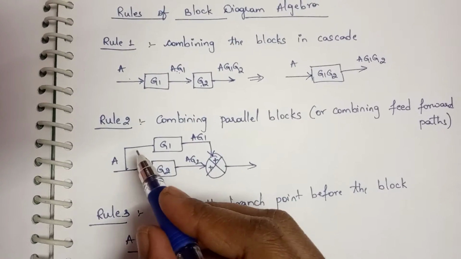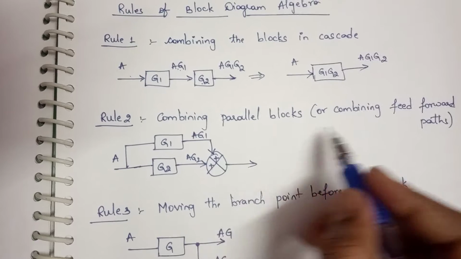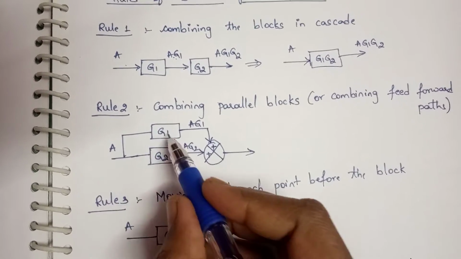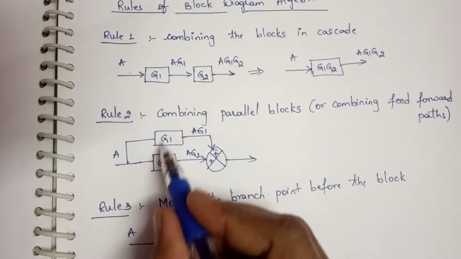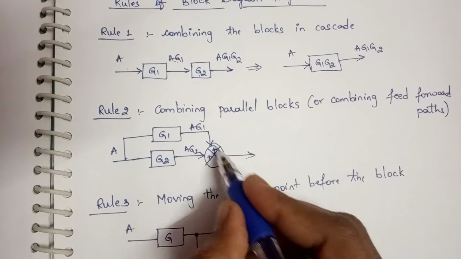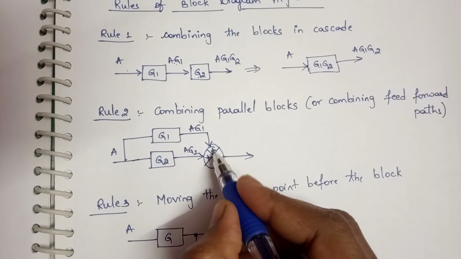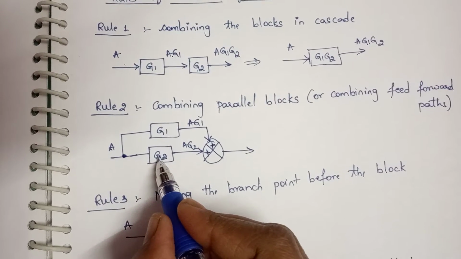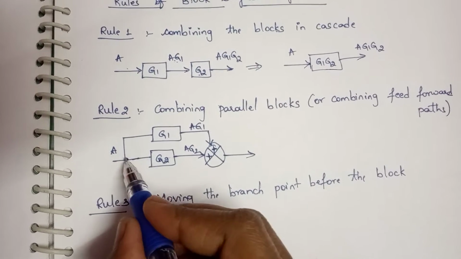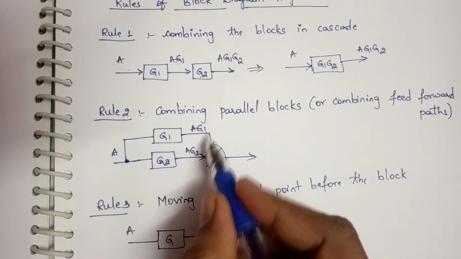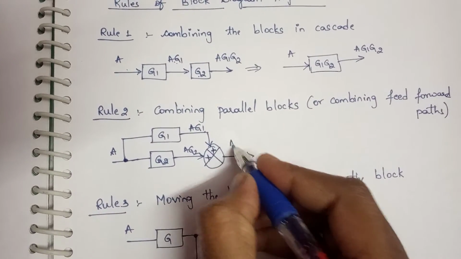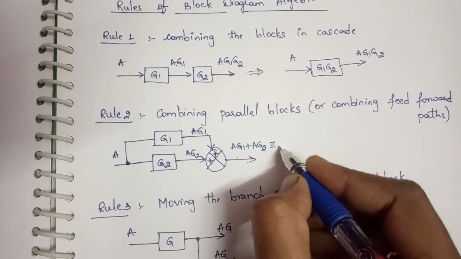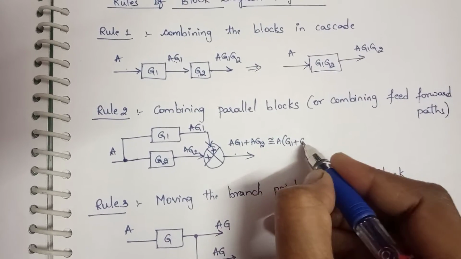And the second one is rule 2, combining parallel blocks or combining feed forward paths. Here is the input A. There are two blocks G1, G2 connected in parallel, and there is a summing point with two positive signs. So the input is multiplied with block G2, giving AG2, and here AG1. These two get added and the output becomes AG1 plus AG2, or else you can write it as A into G1 plus G2.